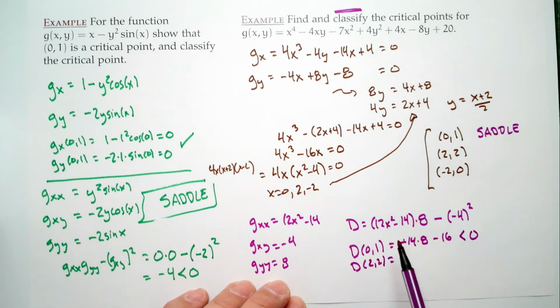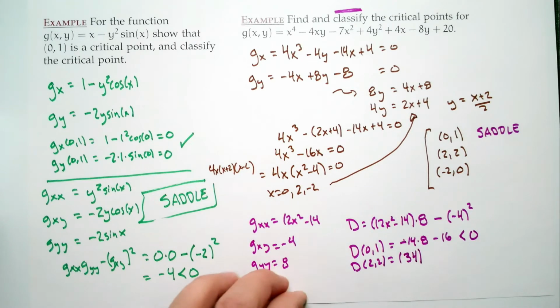Okay, now let's plug in 2, 2. All right, so we get 12 times 4. That's 48 subtract 14, 34, I think. Yes, maybe? Sure. Okay. You didn't multiply by the 8. And then I multiply by the 8. Of course, 34 times 8, that's 272, I think.